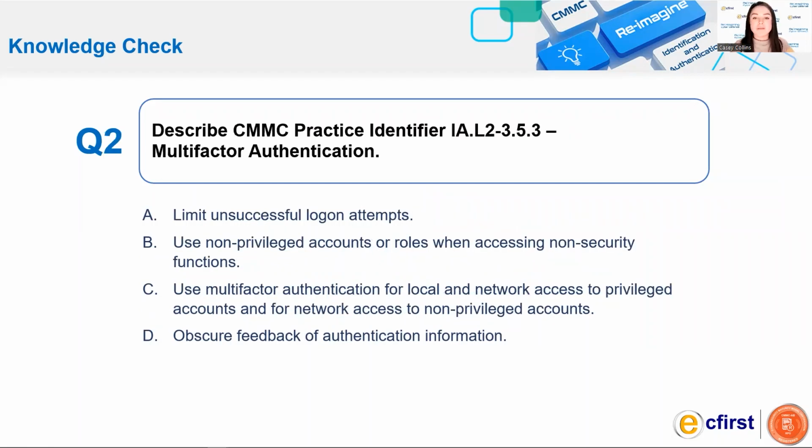Question 2, describe CMMC practice identifier IA.L2-3.5.3, multi-factor authentication. And our answer for question 2 is C, use multi-factor authentication for local and network access to privileged accounts and for network access to non-privileged accounts.